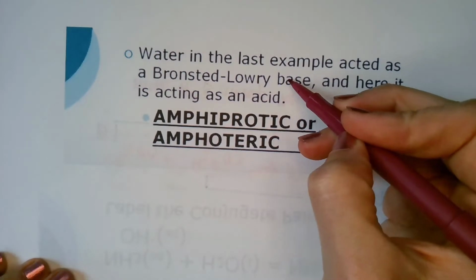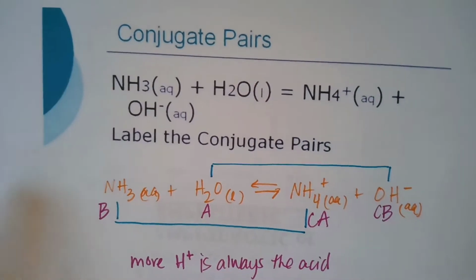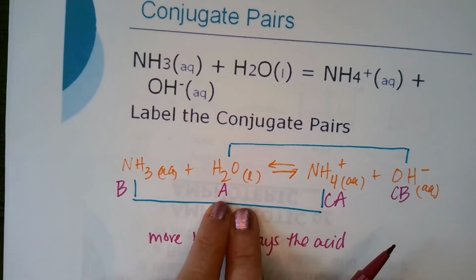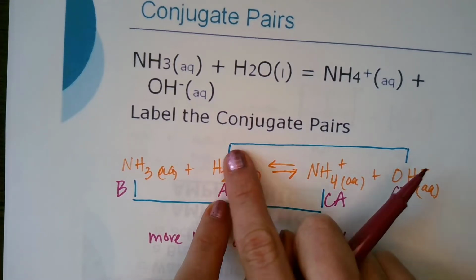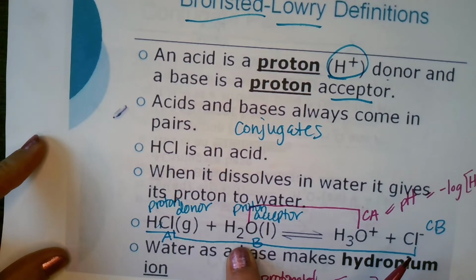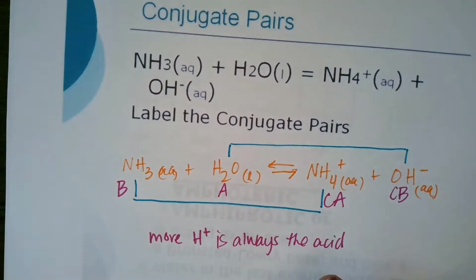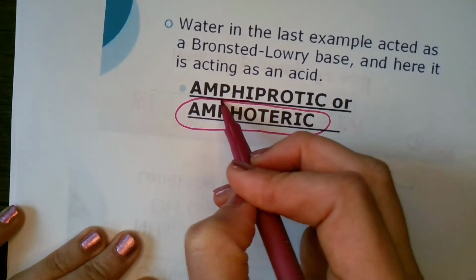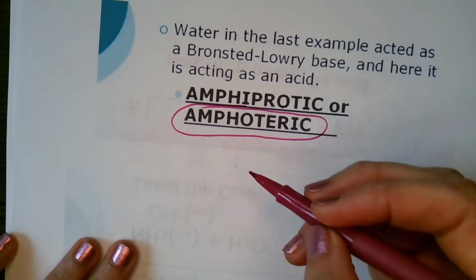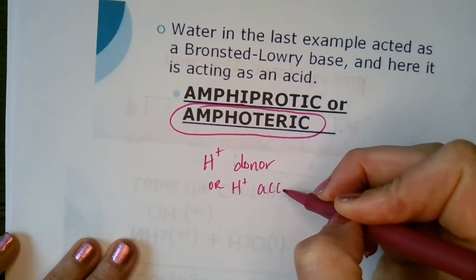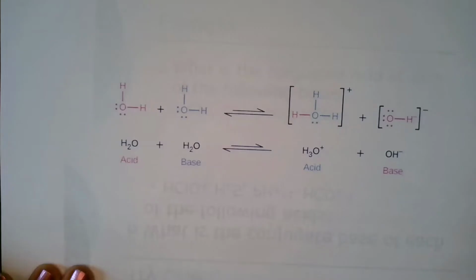So water in the last example acted as a Bronsted Lowry acid. And if we were to flip back and look at our last slide, we saw here that water acted as an acid. It was the proton donor, right? And then a couple slides ago, we saw that water acted as a base. It was the proton acceptor. So when water can act as a proton donor or a proton acceptor, it is called amphoteric. Again, it can act as a proton donor or a proton acceptor.